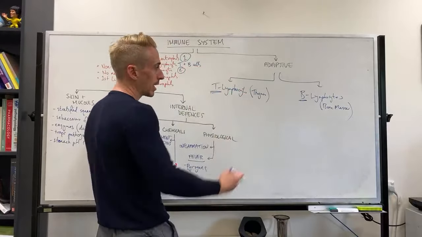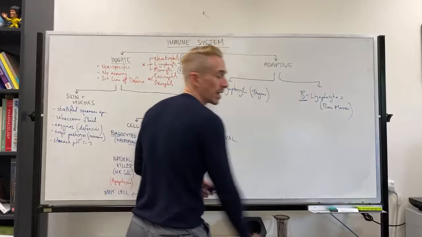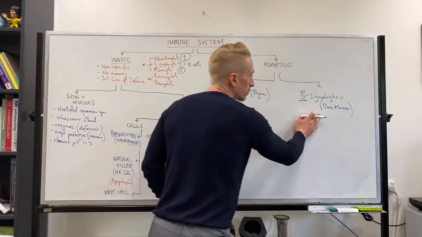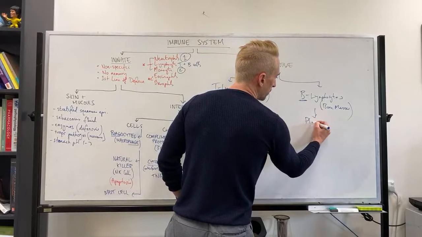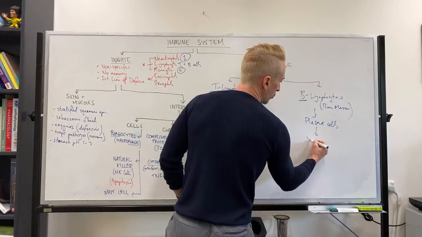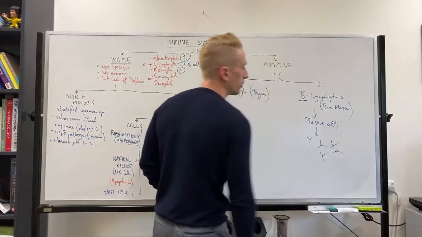Thymus. And like I said, T cells can have memory. B cells can have memory. T cells call in B cells. And B cells can produce plasma cells. And plasma cells produce these antibodies. I draw them like a Y because that's their shape.